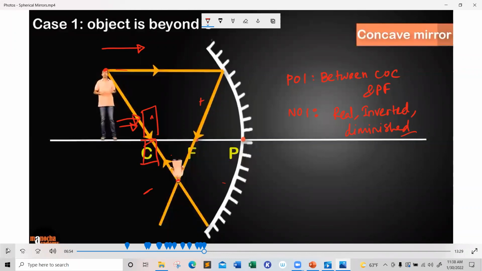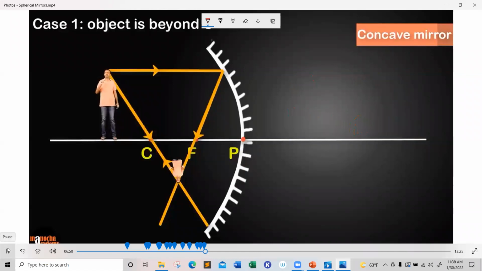From the top of the object. Now where is the feet in my image? You don't need to draw the rays for that. The feet lie on the principal axis. So we can simply extend the image to the principal axis and find the bottom of the image. So as you can see here, using the ray diagram, we have found the position of my image.